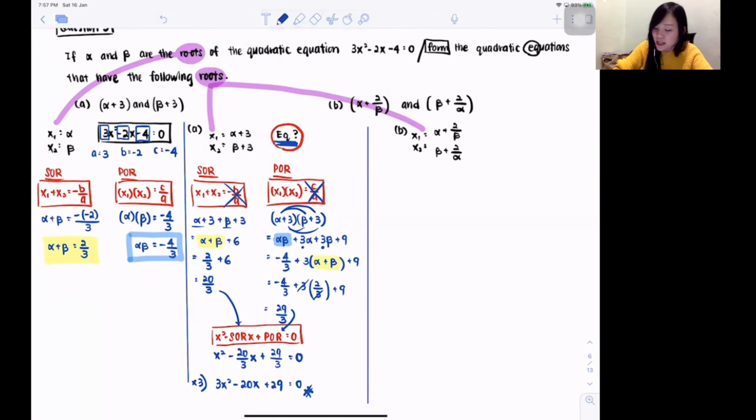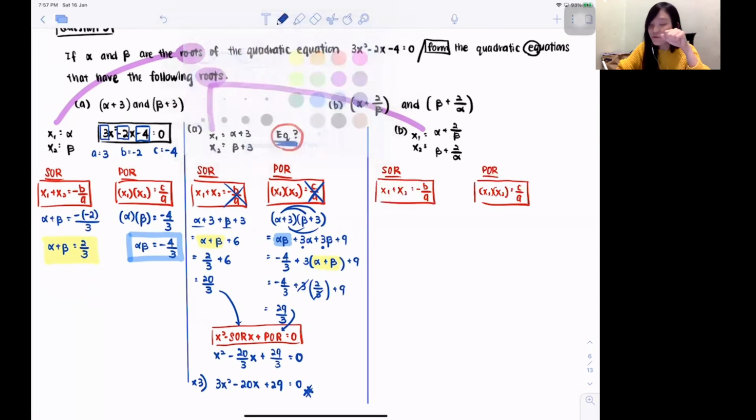So for this B itself, again, different type of roots, different SOR, POR. So please do another set of SOR, POR. I think you already know the formula. X1 plus X2 equals negative B over A, because I keep writing it. I think tonight you can even dream of it. This is the formula, okay? Let me substitute it. So first, X1.